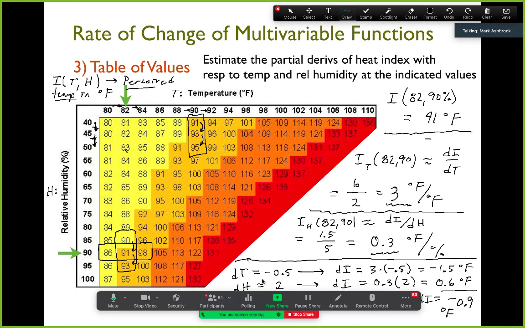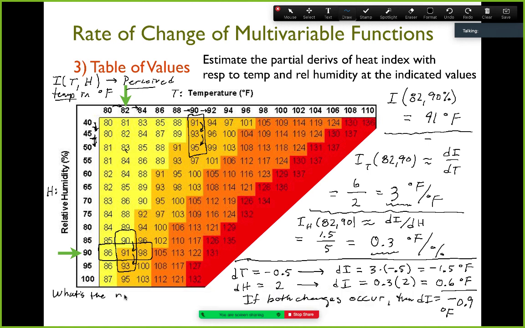So if both those changes occur, then what's the new perceived temperature? 90.1 degrees. You think it's what now? 90.1. Right, and how are you getting that? Just subtract the change in your perceived temperature from the original perceived temperature. We were at 82 degrees Fahrenheit and 90 degrees humidity.